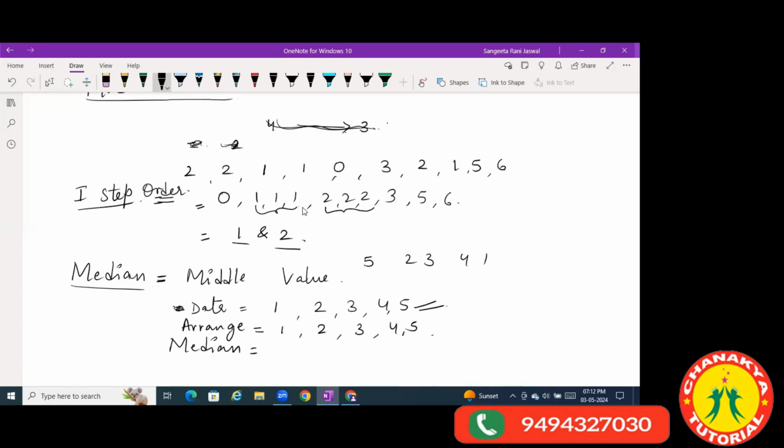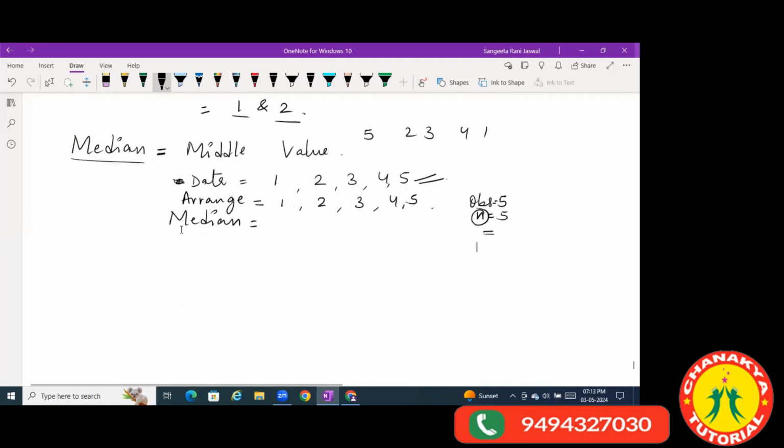Now I have 5 numbers here. So how many observations do I have? 1, 2, 3, 4, 5. That means my observations are 5 here. So I take n equal to 5. n means the number of observations, which is 5. I'm just taking a symbol here, n, for the number of observations. So the number of observations in this case is 5.